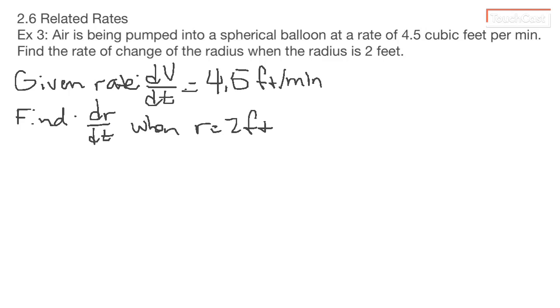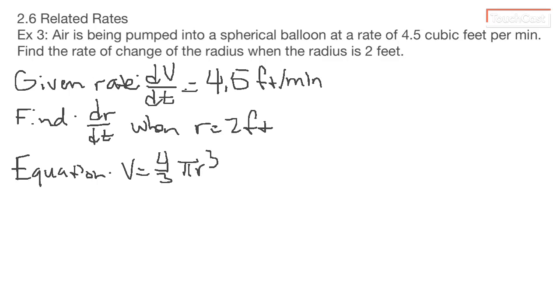Now, this is a balloon, and it's spherical, and the volume is changing, so we're talking cubic feet. We need to know the equation for the volume of a sphere. That equation, which we should have learned in geometry, but not a big deal if you didn't, I'm going to give it to you. It's written as V equals 4/3 pi r cubed.